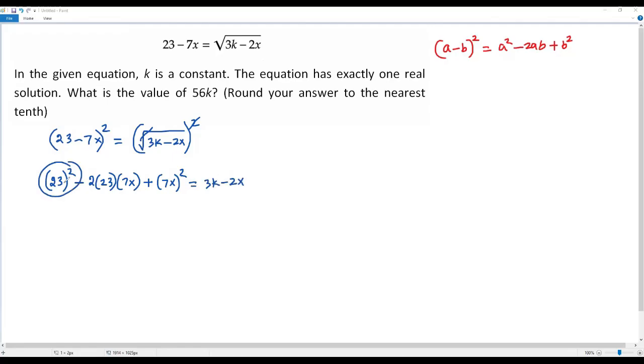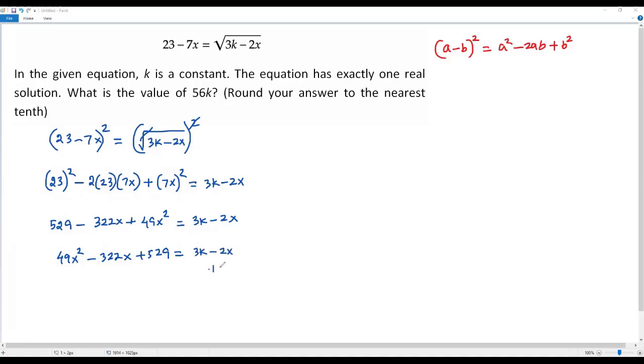Okay, the value of 23 square is 529, and when I multiply 2, 23 and 7x, I am getting 322x. When I simplify 7x whole square, I am getting 49x square, equals 3k minus 2x. Now, let's rearrange the terms of this expression. We can write the x square term first, then the x term, then the constant. We get 49x square minus 322x plus 529. We can write the right side as it is, that is 3k minus 2x.